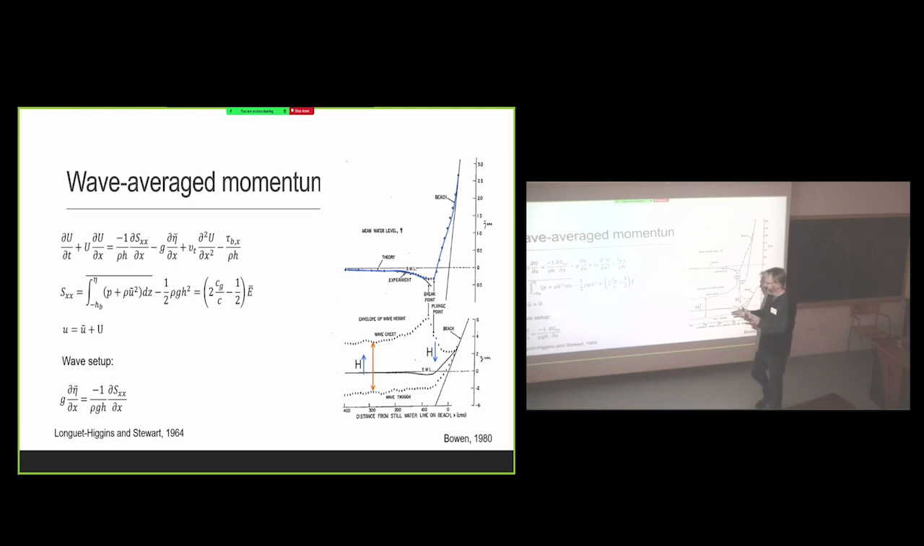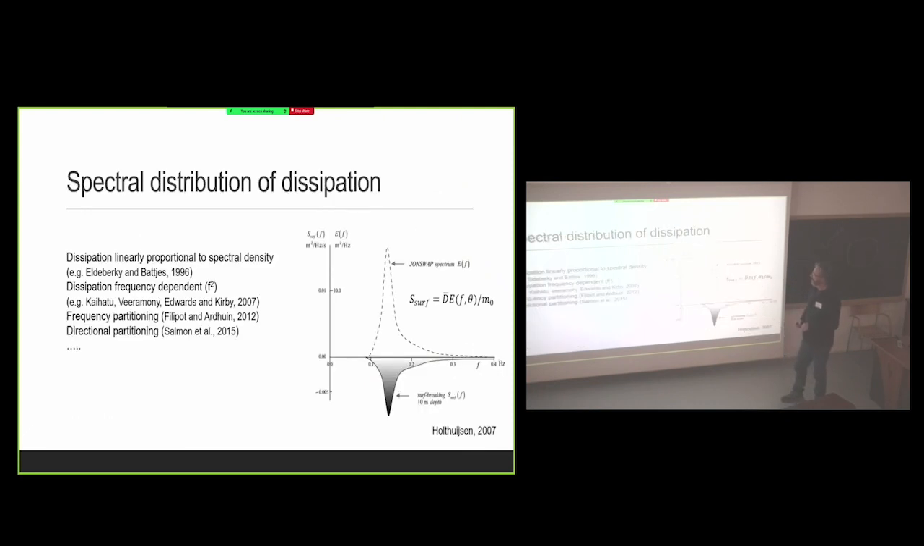So at the mean, let's say the time-averaged time scale, we get a balance between the setup, set-down, and the radiation stress. Okay, so we have a bulk model, and that tells us something about how much of the energy is dissipated.